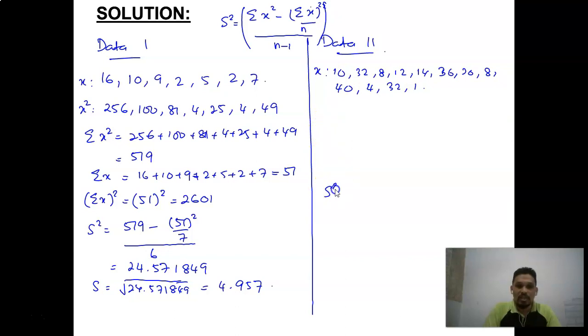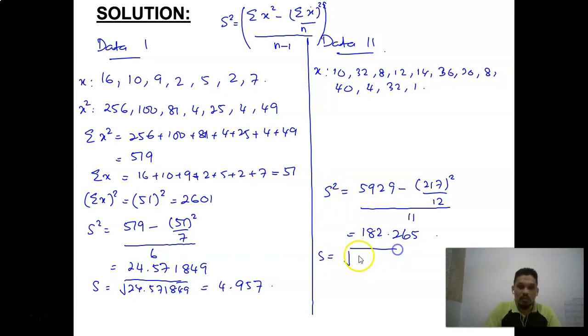So then straightly S2 equals 5929 minus 217 squared divided by 12, which is 1, 2, 3, 4, 5, 6, 7, 8, 9, 10, 11, 12, and everything divided by 11, which is equal to 182.265. This is the variance, and the standard deviation equals the square root of 182.265, which equals 13.5.